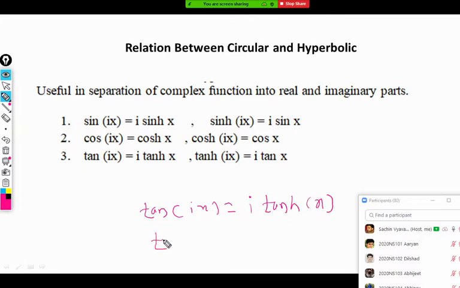Similarly, tan hyperbolic of ix. First of all, tan hyperbolic is also an odd function. So I will take iota outside. Now hyperbolic will be replaced by circular. So that's the way you will get the relation between circular and hyperbolic.